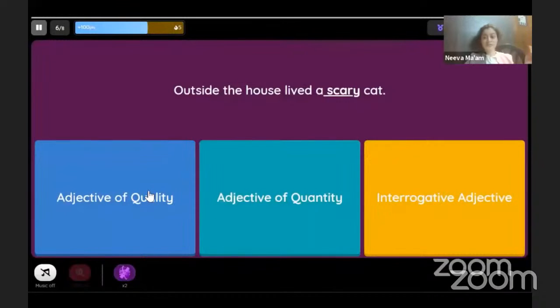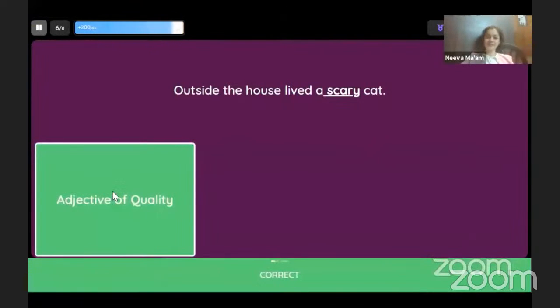Outside the house lived a scary cat. Is it adjective of quality, adjective of quantity, or interrogative adjective? So this one is scary cat, right? So it is an adjective, of course. But what is it telling us about the cat? It's telling us the quality, right? So it's got to be adjective of quality.